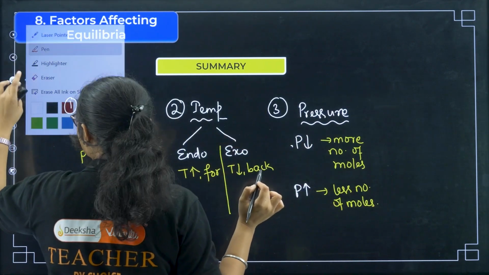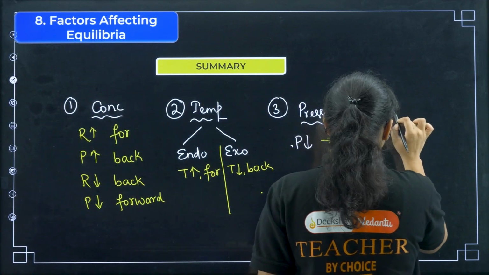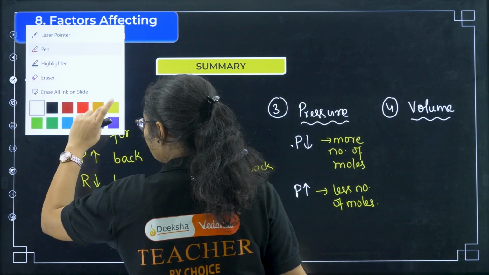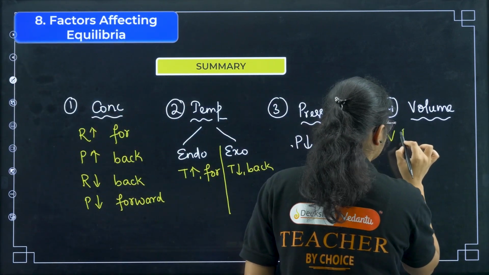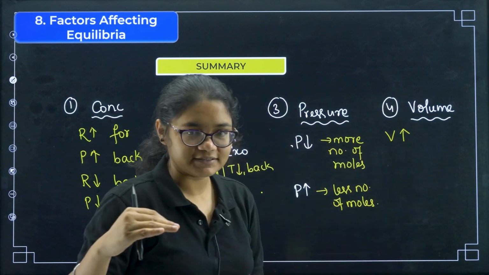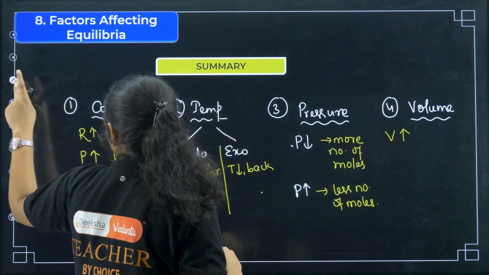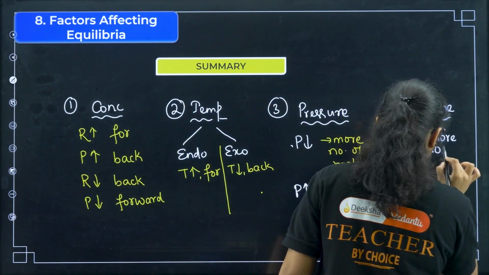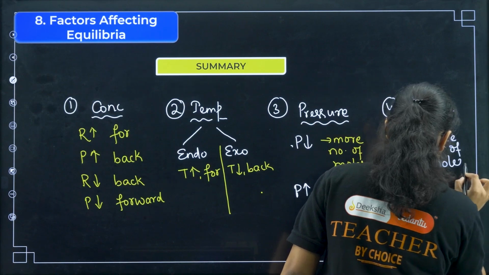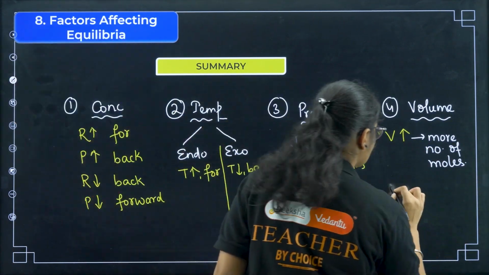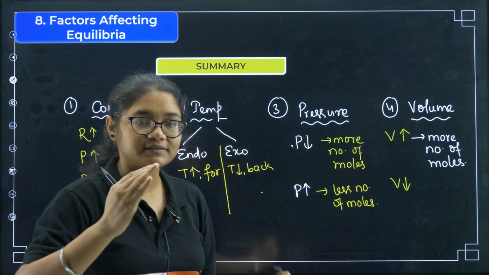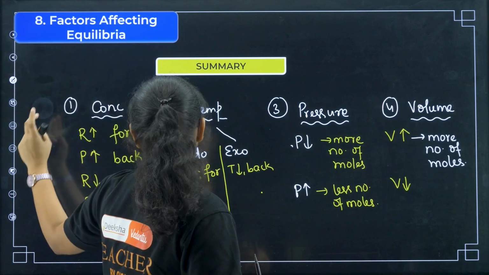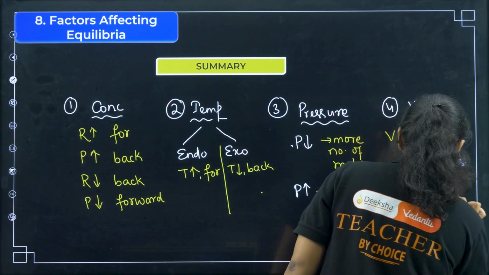Now talking about the fourth factor, that is volume. For volume, if volume is increased, that means pressure is decreased, and the reaction will try to increase the pressure. To increase the pressure, it will go towards more number of moles. And if volume is decreased, that means pressure is increased, the reaction will try to decrease the pressure, and to decrease the pressure, it will go towards less number of moles.